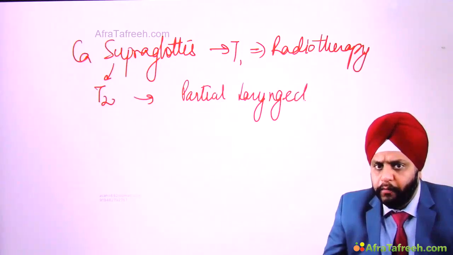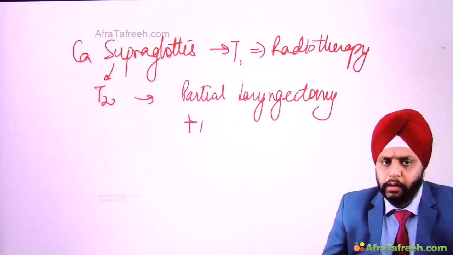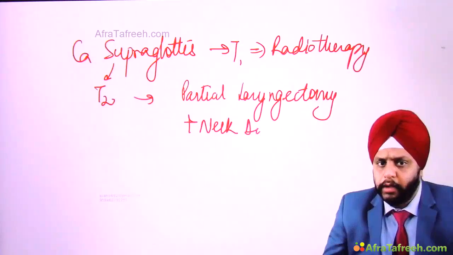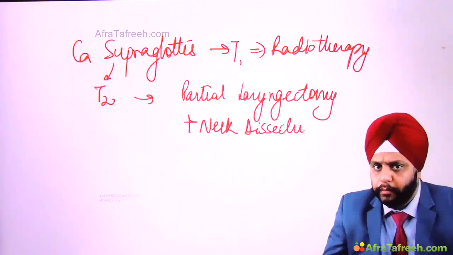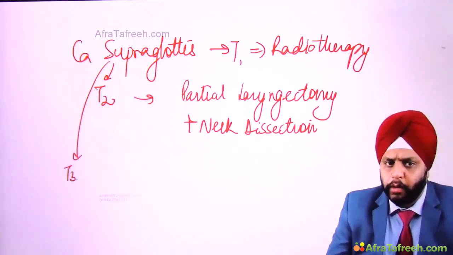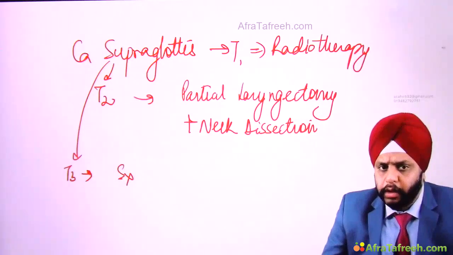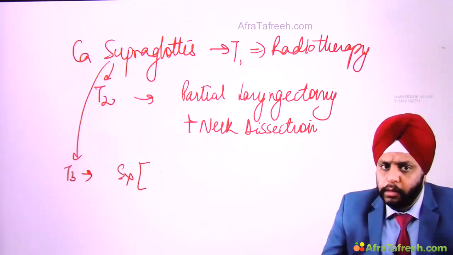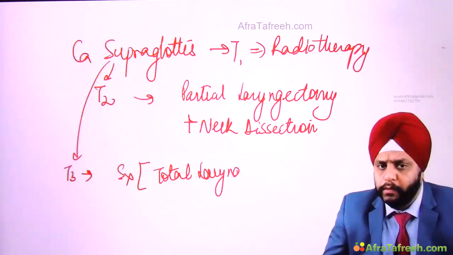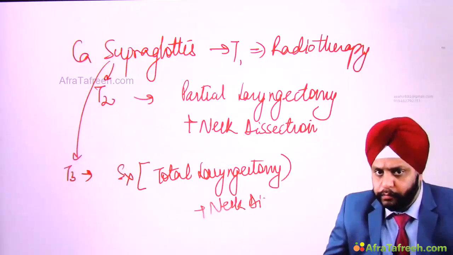Okay, so we prefer partial laryngectomy in T2 phase along with the neck dissection if there is lymph node present, right? The T3 stage of CA supraglottis will require once again surgery, that is your total laryngectomy. Why? Because once again the neck dissection is required in T3 stage.